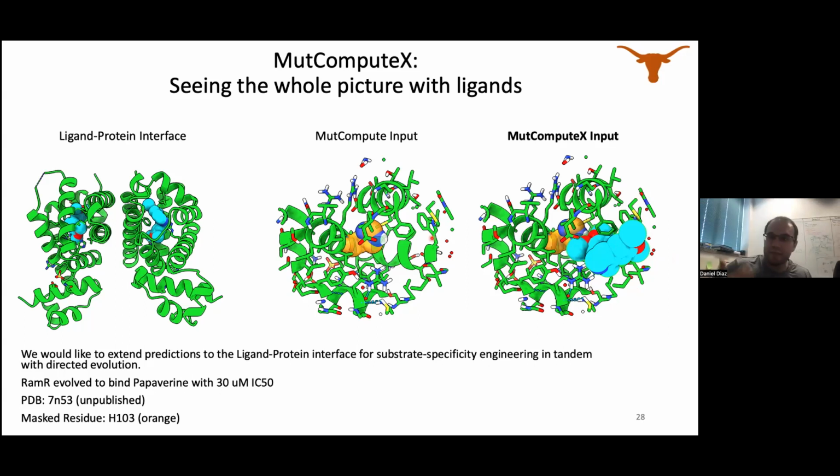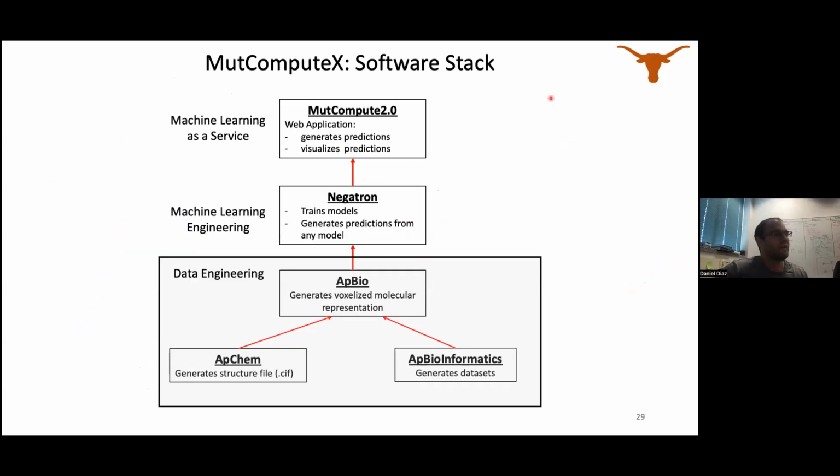So to make this happen, we had to redo our entire data engineering stack, and I'm going to dive into that. So this is the data engineering stack we built. This MutCompute-2 one is the web application that's running on mutcompute.com right now. It's what I talked about, where you can interactively visualize the mutations. And then we built these three data engineering libraries. So we built AP Chem.